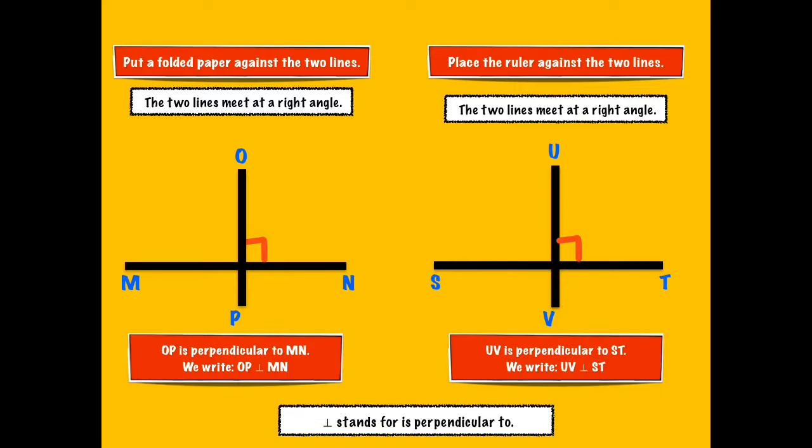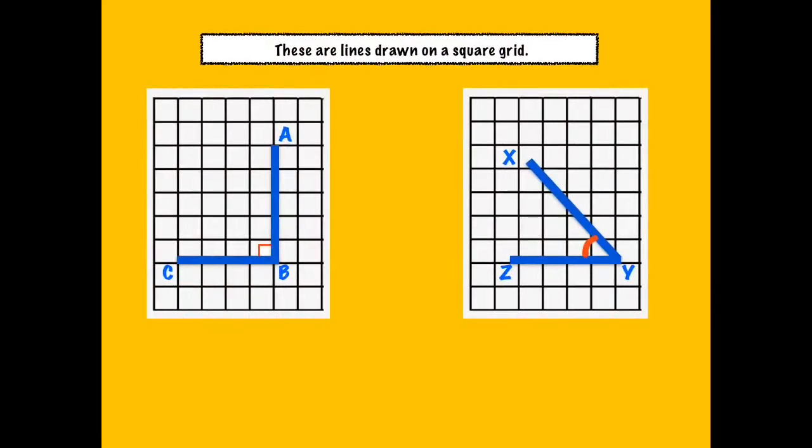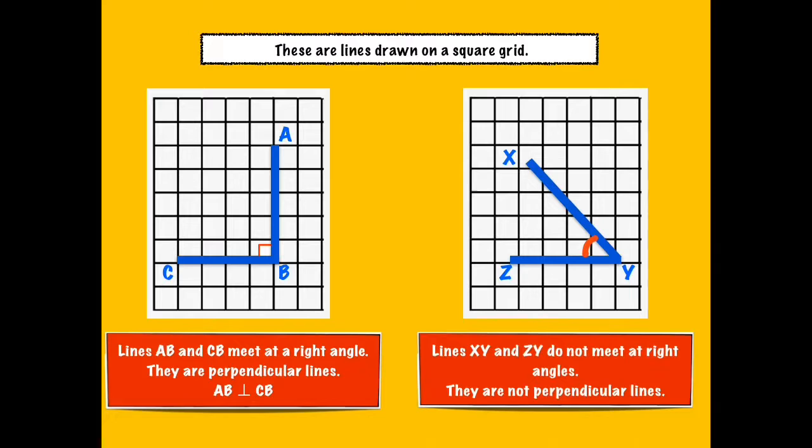Look at the given lines below. These lines are drawn on a square grid. We have line AB and line CD. On the other side, we have line XY and line ZY. By looking at the given picture, we say that line AB and line CB meet at a right angle. They are perpendicular lines. We say that line AB is perpendicular to line CB. On the other hand, line XY and line ZY do not meet at right angles. They are not perpendicular lines.